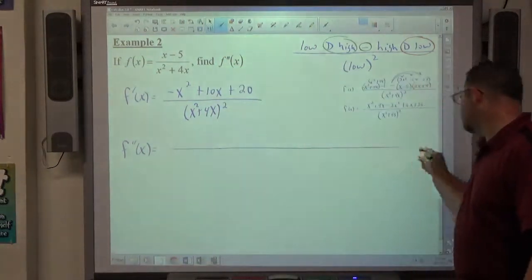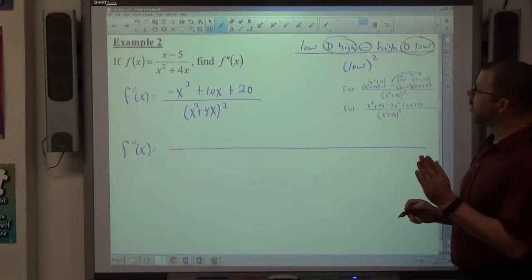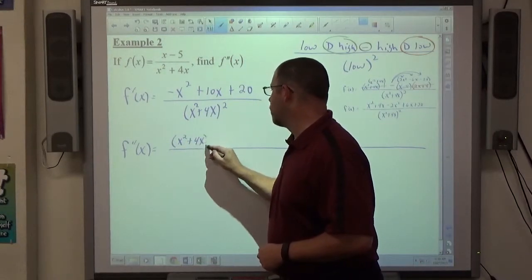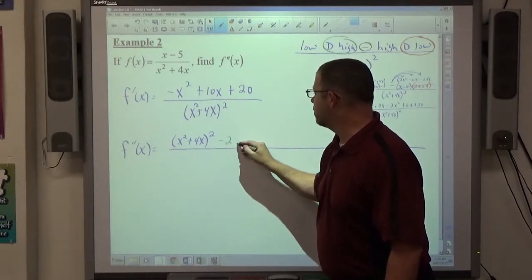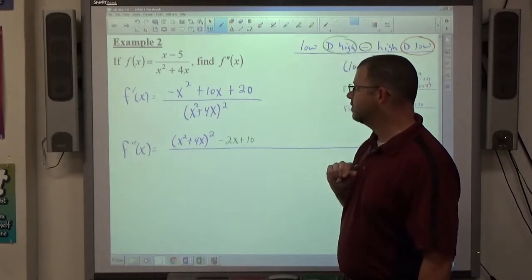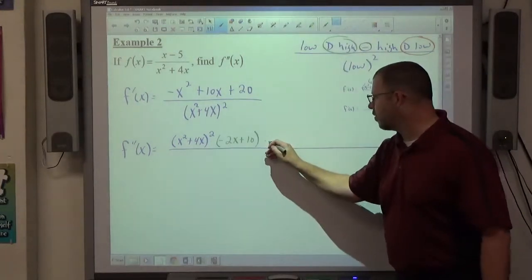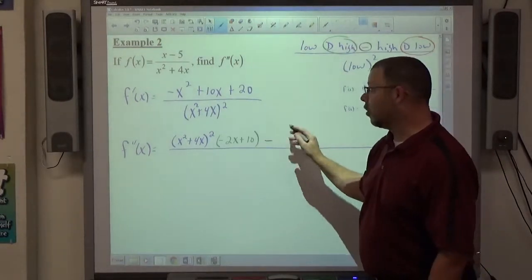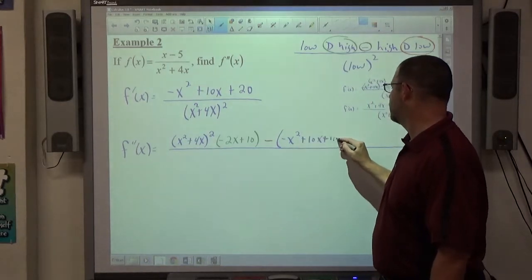Make a big quotient bar. I'm anticipating this one to be a little bigger than the last one. Okay, if we do low d high, so low x squared plus 4x the quantity squared. D high is the derivative of the top, which is negative 2x plus 10. How many things is that? 2, so parentheses have to go around it. Minus is just part of the quotient rule, it has to be there. And then high, which is the top exactly as it is, with multiple objects again, so parentheses negative x squared plus 10x plus 20.